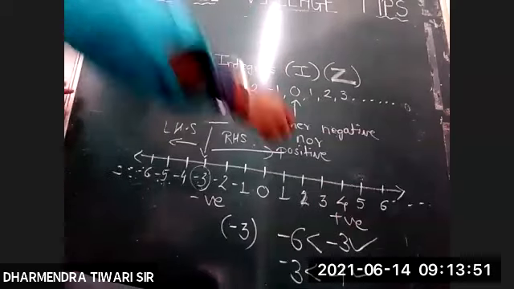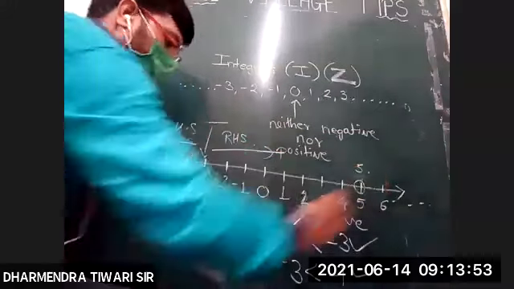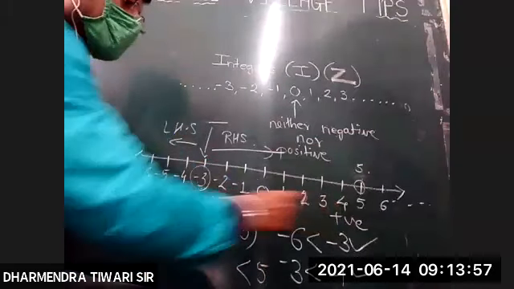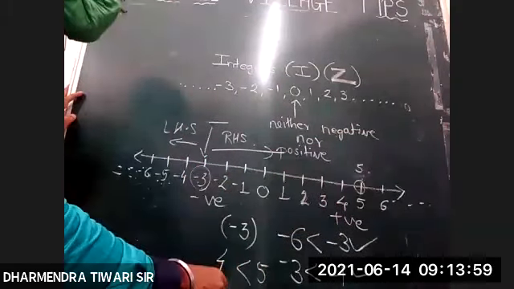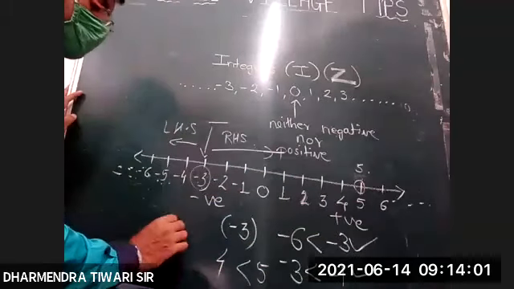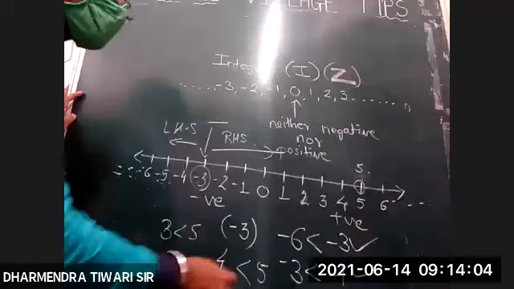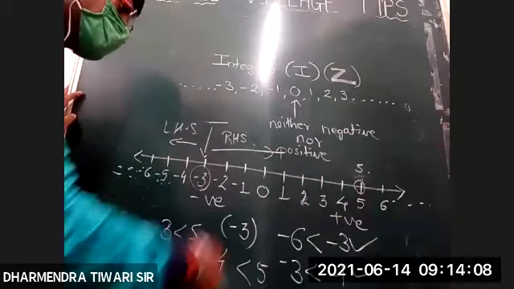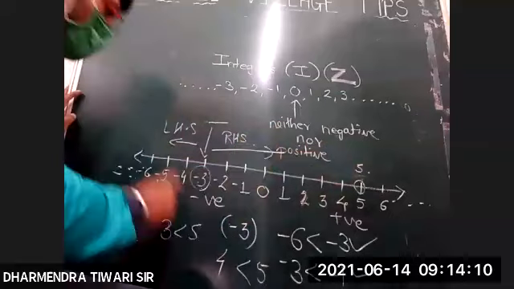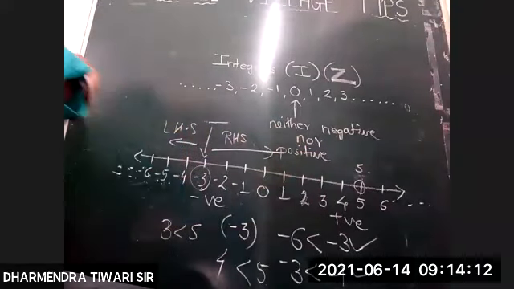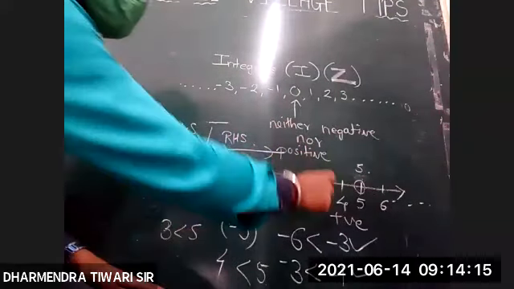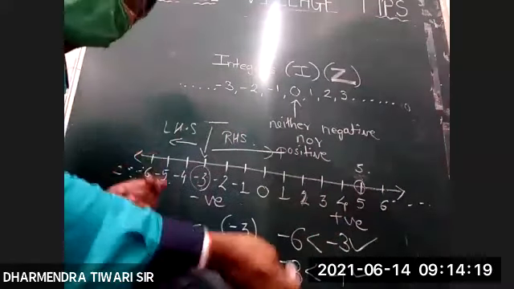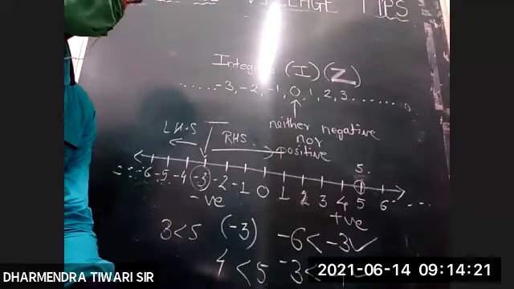So if I'm selecting, say, number 5, any number that you select from the left hand side, say 4, yes, 4 is less than 5. 3, even 3 is less than 5. 2 is less than 5. 1 is less than 5. 0 is less than 5. Minus 1 is less than 5. Minus 6 is less than 5. But once you select a number from the right hand side, that is 6, then 6 is greater, and it changes. So hope things are clear.